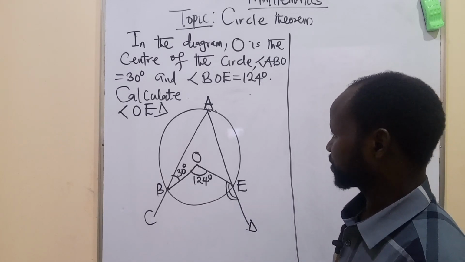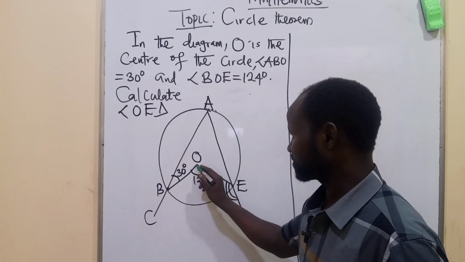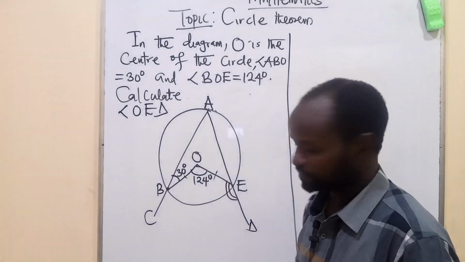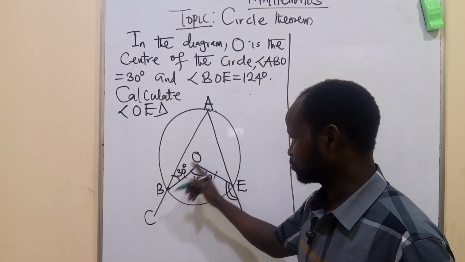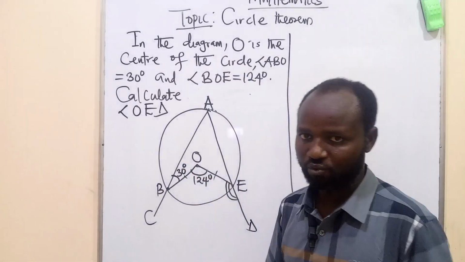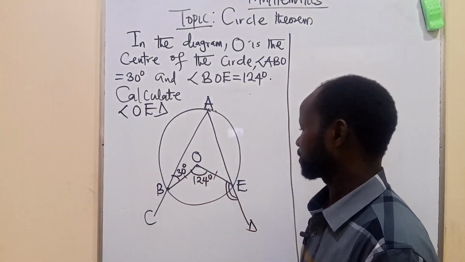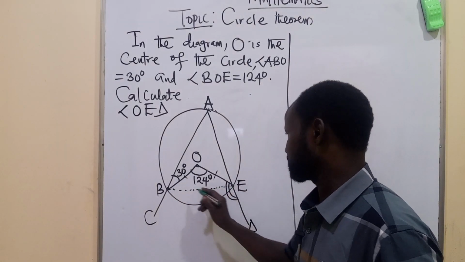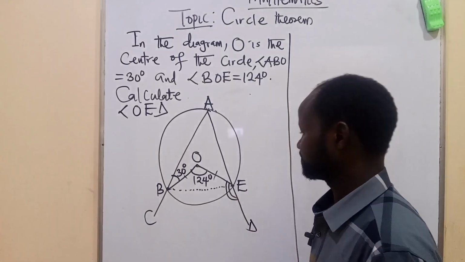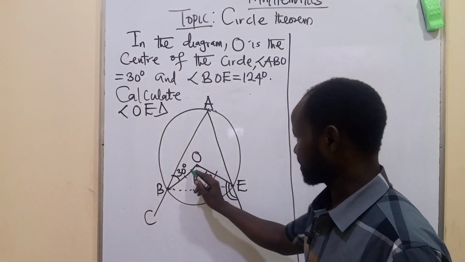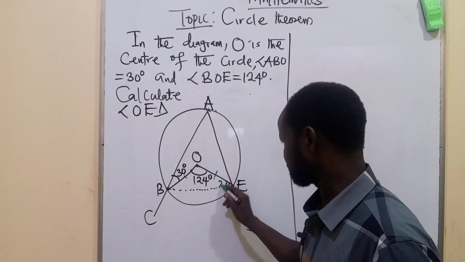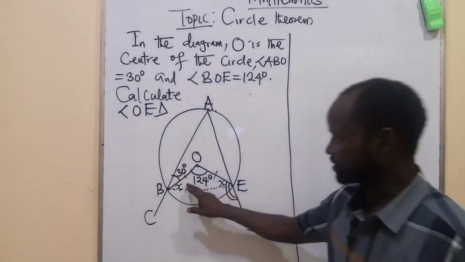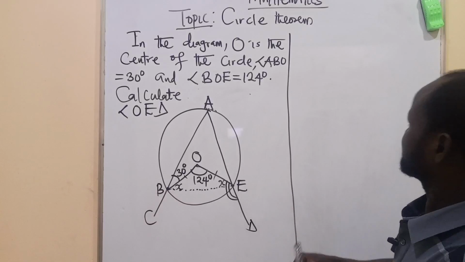There are many ways, as I said, we can approach this. If O is the center, it means these are radii and they are of equal length: O to B and O to E are of equal length. I might decide to draw another line here, and this line becomes the chord BE. Since I know the angle at the center, I can easily find this angle here. Let each base angle be x, based on this isosceles triangle.